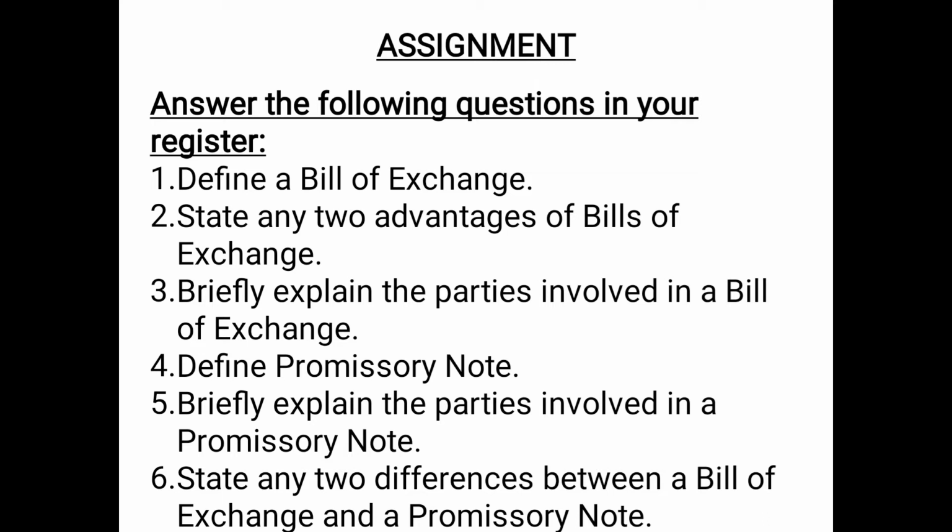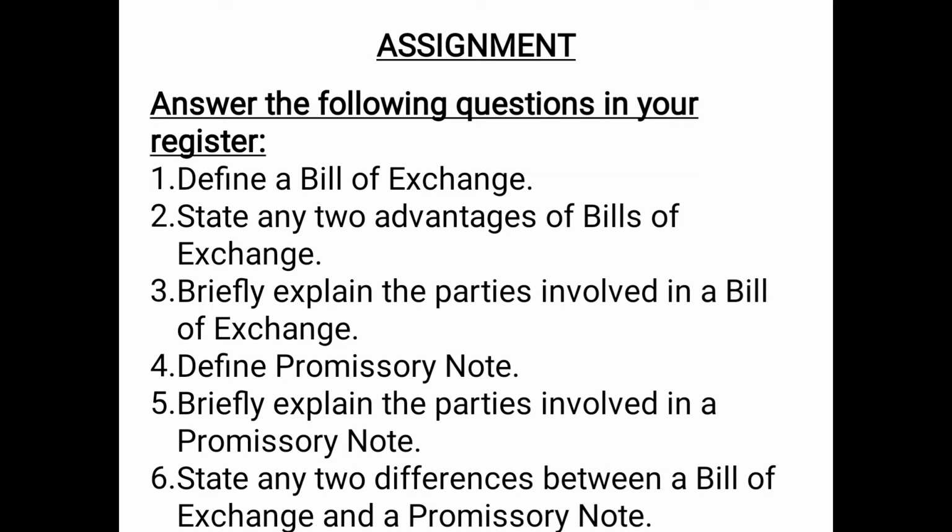Number 1, you have to define a bill of exchange. If you remember, we have already done the definition of bill of exchange in the previous part video as per the Negotiable Instrument Act, and you can write the same definition for bills of exchange: a bill of exchange is an instrument. It is an unconditional order drawn upon a specified person to pay a certain sum of money on the maturity date.